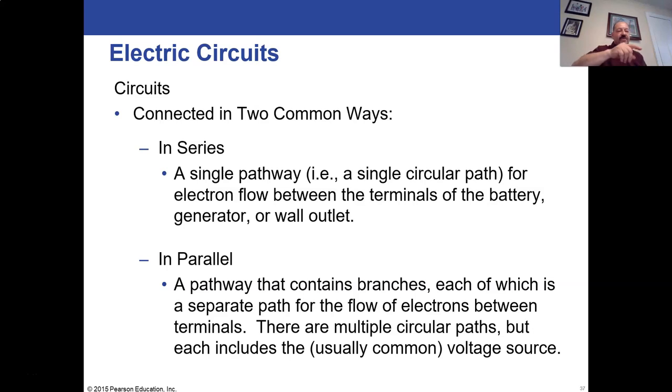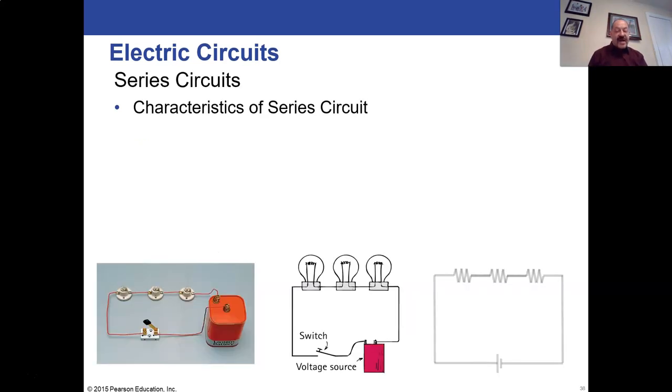Or you have the voltage source going, and then instead of going to one lamp, you go to a different path that might go to a different lamp or a different resistor, and then come back to the voltage source. And you can have multiple ones. These all are parallel pathways for the current to flow. They flow in different pathways, different branches.